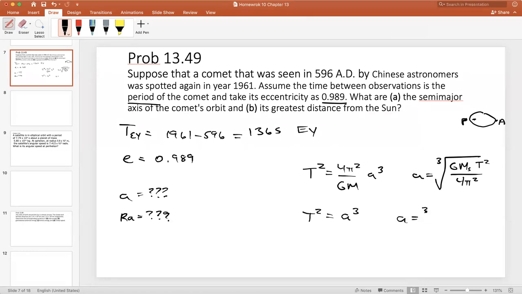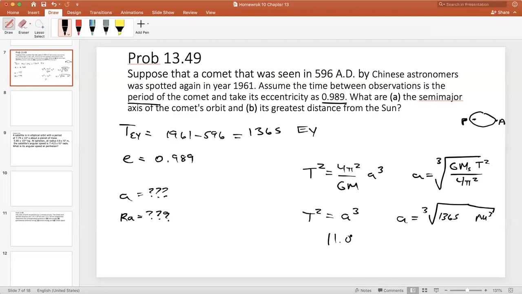So A here is the cube root of 1,365 Earth years squared. If I hit my math button on my TI-83, I can go to the cube root of 1365, and I get 11.09, I'm sorry, 11.9 AU. So this is times AU cubed, so these become AU, and I get 11.093.